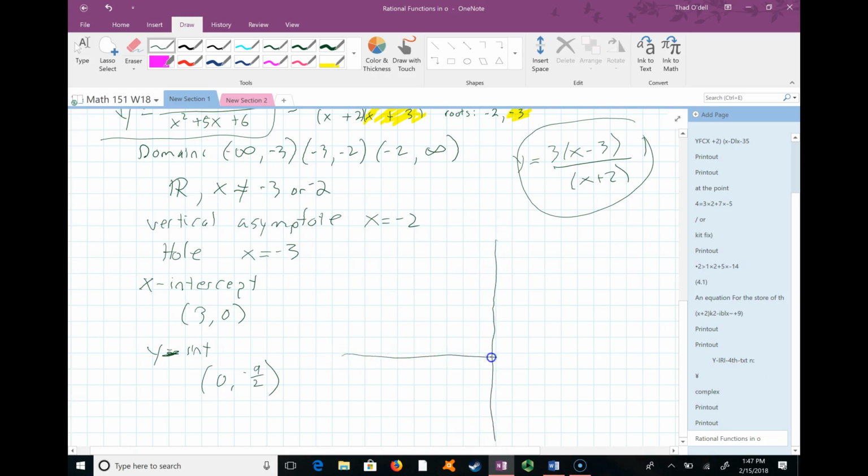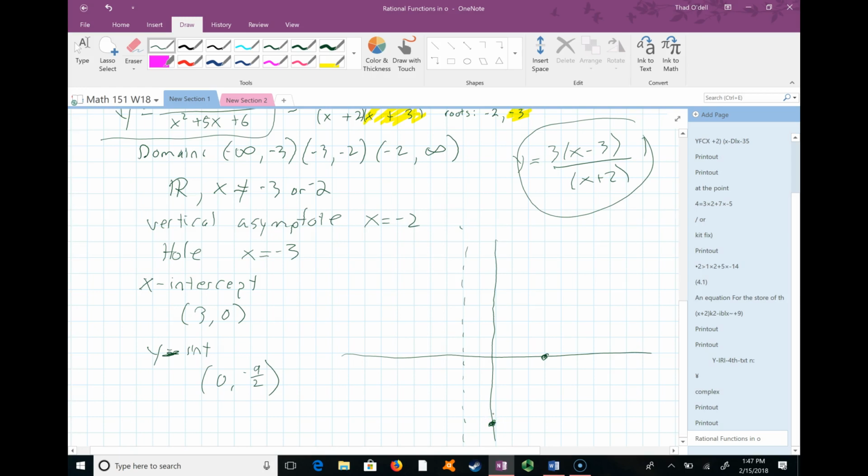Okay, so there's my xy plane. And we said there's an asymptote at -2. So there should be a dotted line here. We have an x-intercept at 3, 1, 2, 3. We have a y-intercept at 0, negative, that would be 4.5. 1, 2, 3, 4.5. So it'd be right down there. And we have a hole at -3.